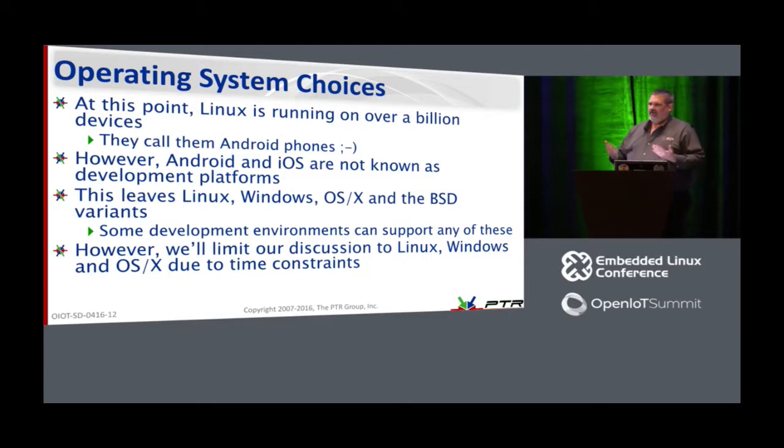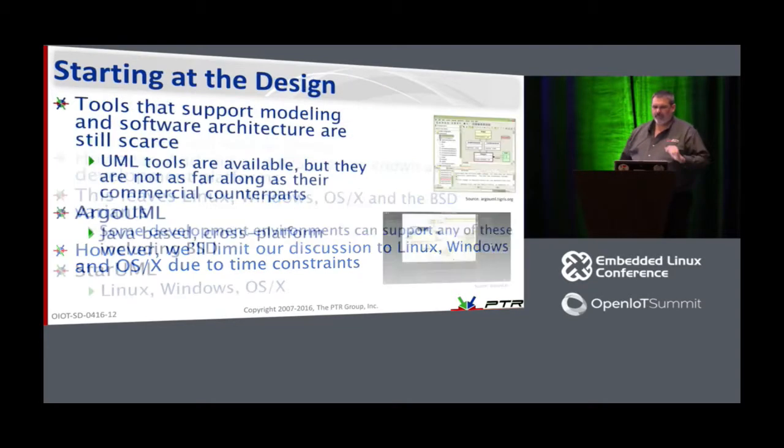So when we're thinking about development platforms, we're really talking about Linux, Windows, OS X, and some of the BSD variants. Those are all potential development environments for us. We're going to limit our discussion here to Linux, Windows, and OS X. We will mention the BSD variants every now and then, but usually we're not really seeing a whole lot of people doing development on top of BSD. They're using them as routers and servers, but they're not really doing heavy development on top of them for Internet of Things applications at least.